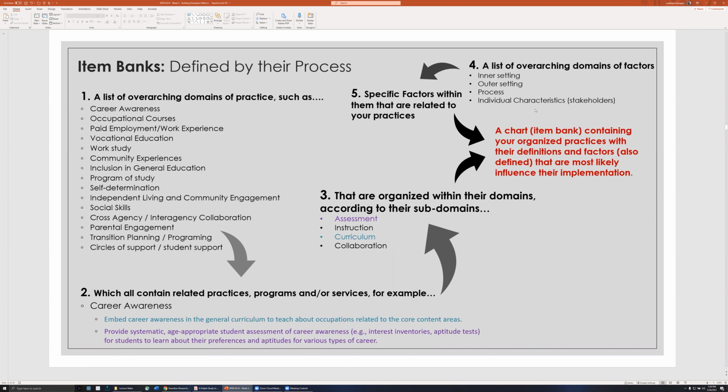And then we combine these 2 together. So we've got this list of practices that are defined, and they're organized into these subdomains of assessment, instruction, curriculum, and collaboration, 1 or more of those. And we're going to combine that in a chart called an item bank that contains the practices and their definitions and factors, which are also defined, that are most likely to influence their implementation.